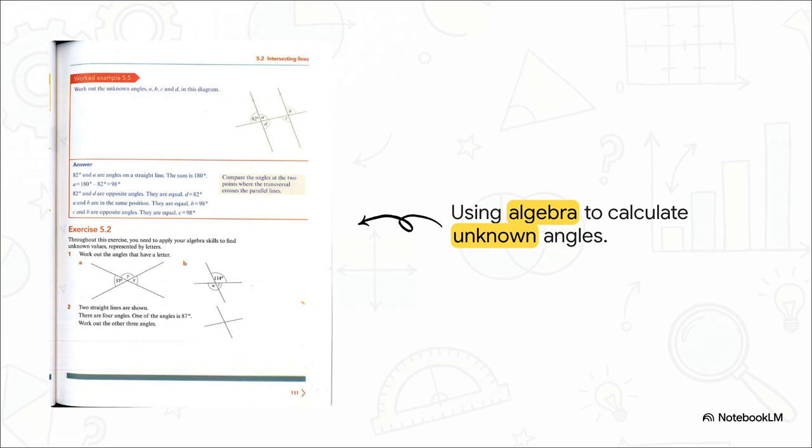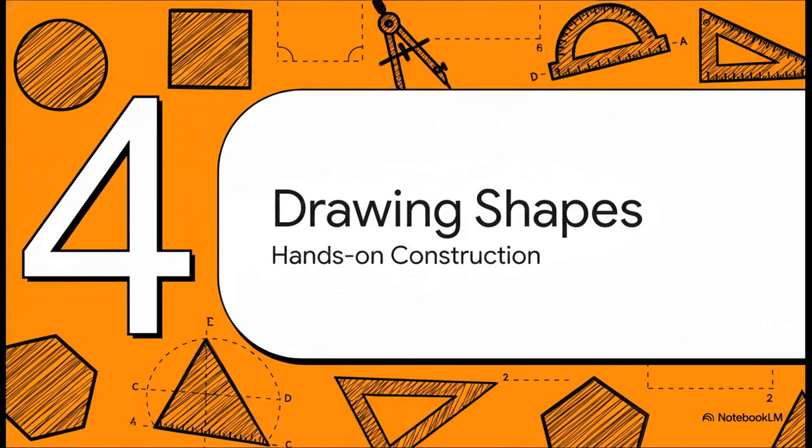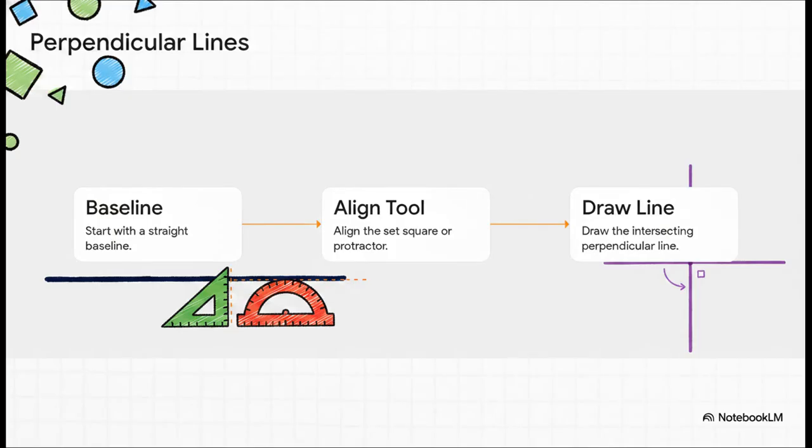We're essentially using logical, step-by-step deductions to unlock the hidden numbers trapped within the shapes. But how do we actually create those shapes in the first place? That's Section 4, Drawing Shapes Accurately. It's all about hands-on construction. In geometry, precision is absolutely everything.